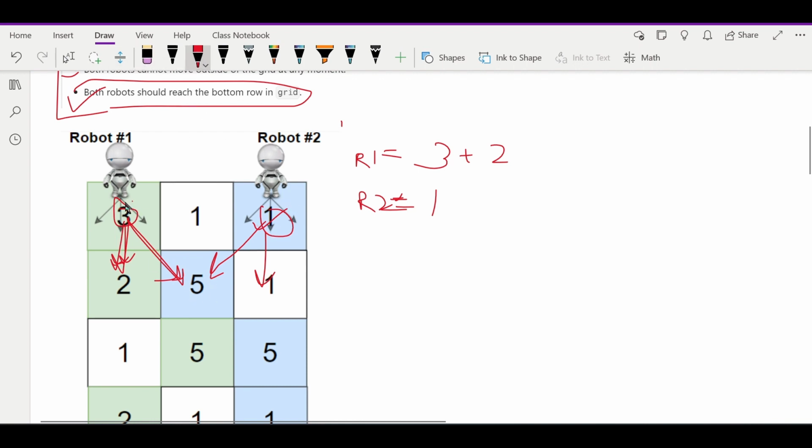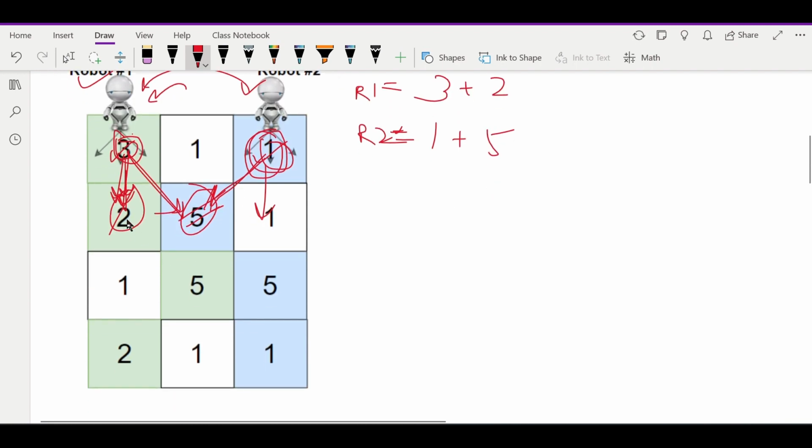So let's say robot 1 collected this 3, then robot 1 moved downwards and collected this 2 also. Simultaneously robot 2 also moves. Robot 2 won't wait for robot 1, and it has to move simultaneously with robot 1, which means robot 2 moves somewhere here or here, collecting this cherry, which means robot 2 would collect all these 5 cherries. Then robot 1 would move here, and robot 2 is moving here. But what are the possible directions it can go in? Robot 1 was here and has collected all the 2 cherries, right?